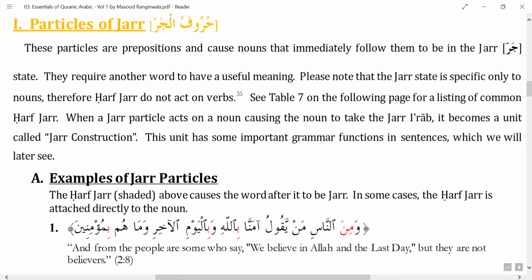Then this is jar, and an-nasi is majroor. So min an-nasi is jar wa majroor. Billahi jar wa majroor. Bil yawmi jar wa majroor. Bi mu'minina jar wa majroor.